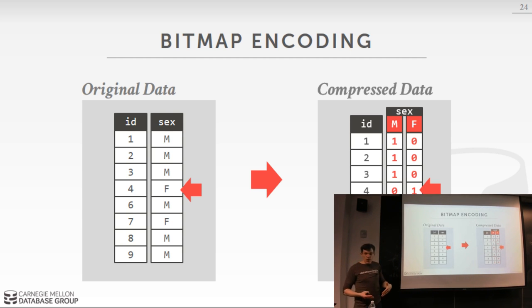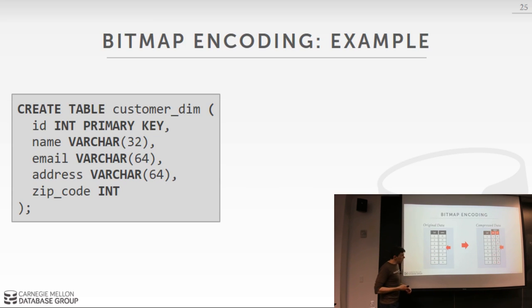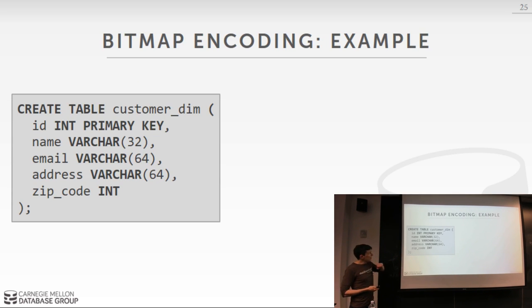So bitmap encoding, as I said, only really works if the column that you're trying to compress has low cardinality. To give an example of when it goes bad, let's say I had this customer dimension table, and I want to do bitmap compression on the zip code column. The first question is, how many zip codes are there in the United States? Let me take a guess. 100,000? It says 100,000. Close. It's about 43,000.